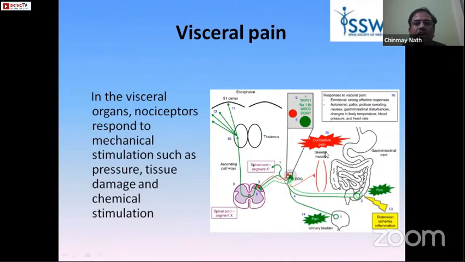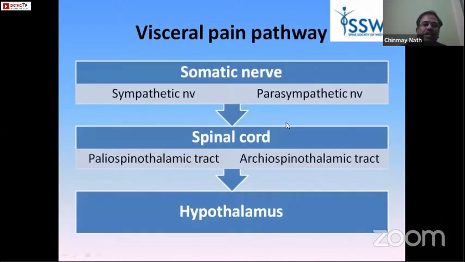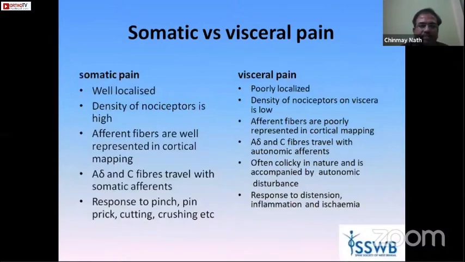Now, the visceral pain pathway may go through the somatic nerve as well as the autonomic nerve, just like sympathetic or parasympathetic, to the spinal cord and from there to the hypothalamus and brain.